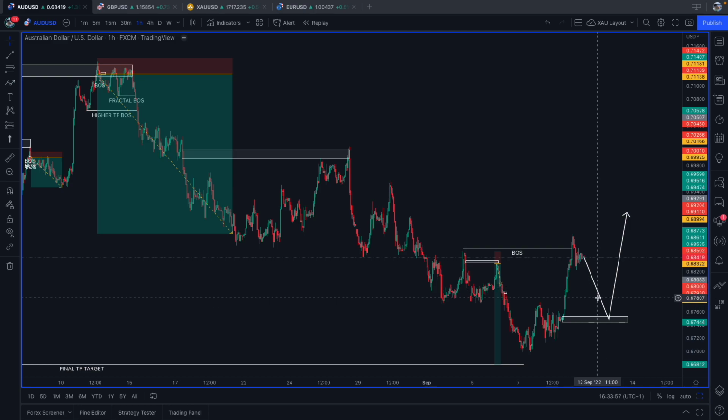So what I'll be doing is waiting patiently as of the open on Sunday. I'll be waiting for price to trail us back into this demand zone that I have highlighted here. This is a point of interest of mine.